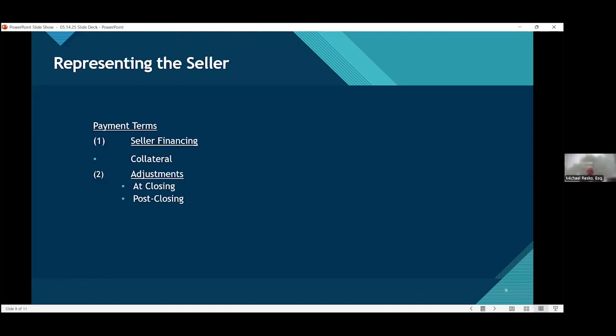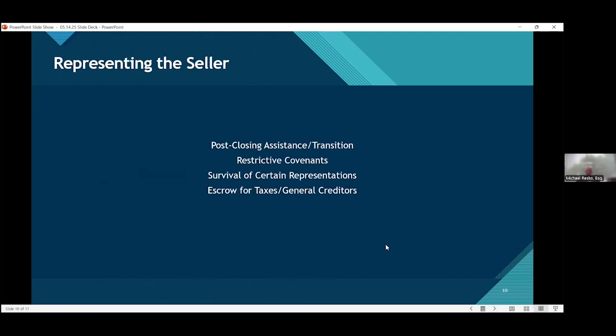Adjustments: at closing, we would typically adjust for rent, security deposit, water, and any other operating costs that are transferable. And then post closing, as I mentioned, if there's some adjustment for inventory or some other asset class, that should all be provided for in the contract.